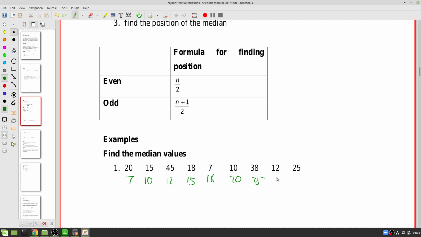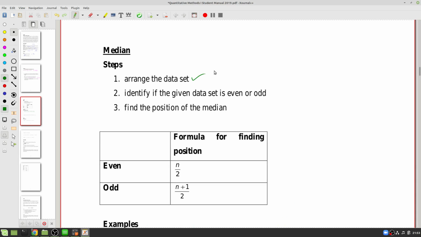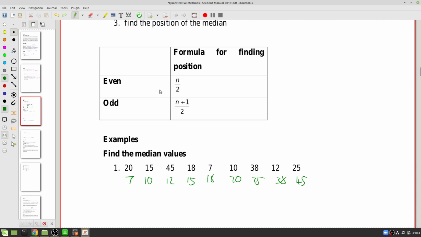25, 38, and 45. Okay, so now we've arranged it from smallest to largest. Step 1 complete. Let's mark that. Now identify if it's an even or an odd set.